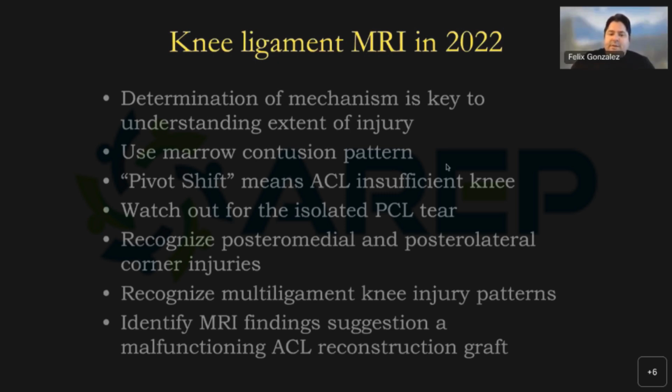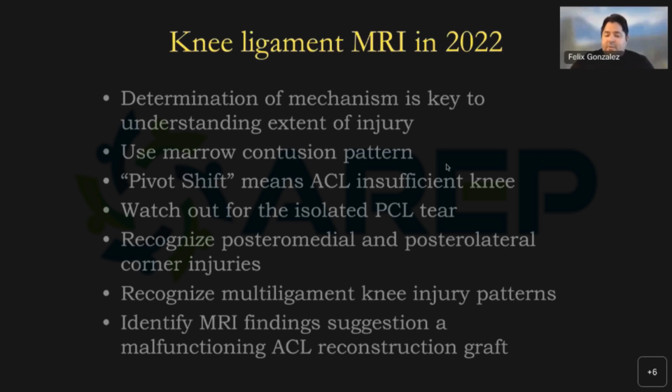Using marrow contusion patterns in isolation can help you determine if you have an ACL, an MCL, or a PCL injury. Pivot shift usually means ACL insufficiency, right? Watch out for the isolated PCL tear. You ought to spend a lot of time understanding the anatomy, especially in the posterior medial and posterior lateral corners, so you can describe the injuries properly to the surgeon.